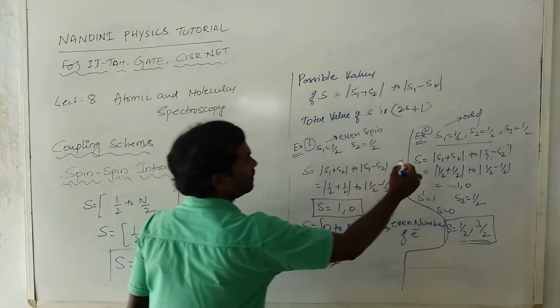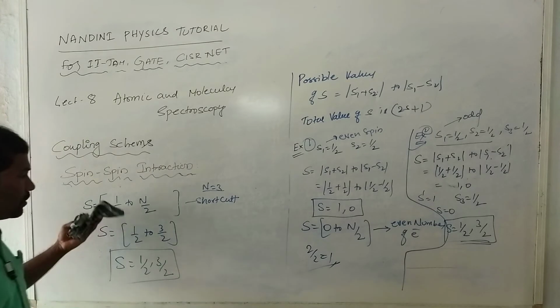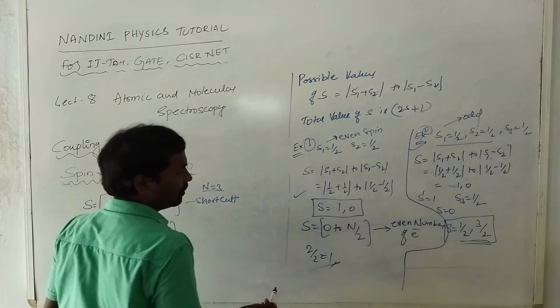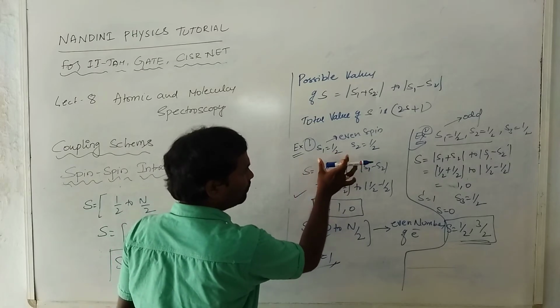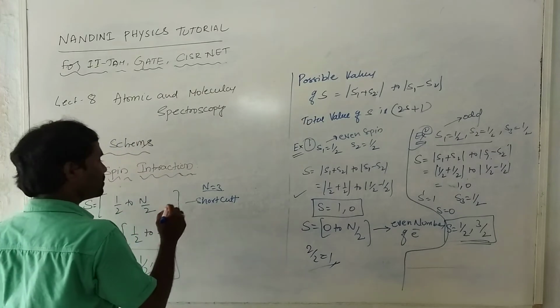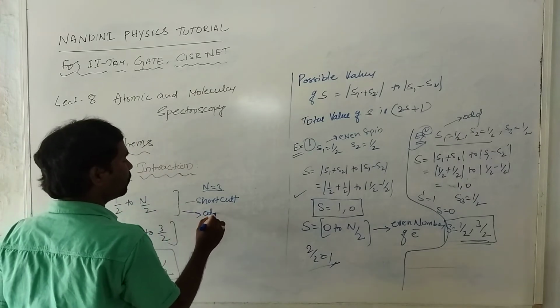Okay, this is the procedure. This is the shortcut. Shortcut means if you consider two spins, n is equal to 2. So 0 to 2 for even number of electrons. So this is nothing but odd number of electrons.